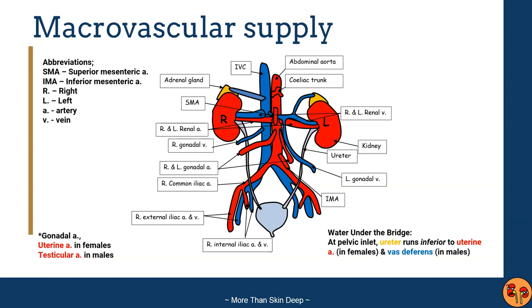The same can be applied for the suprarenal veins, which are the veins which drain blood from the adrenal glands. So the left suprarenal vein drains directly from the renal vein, whereas the right suprarenal vein drains directly from the inferior vena cava.